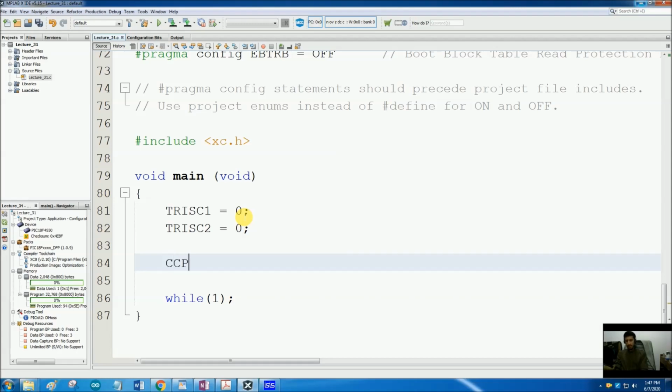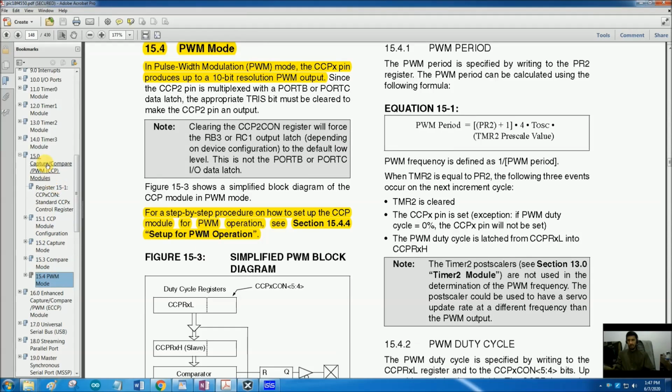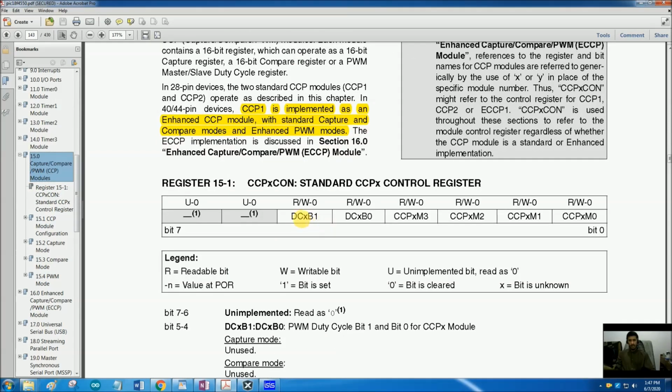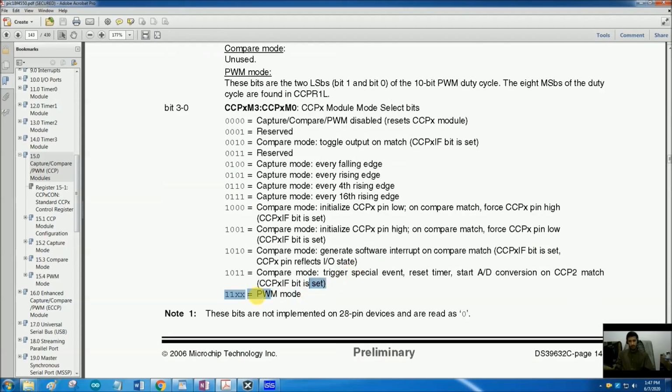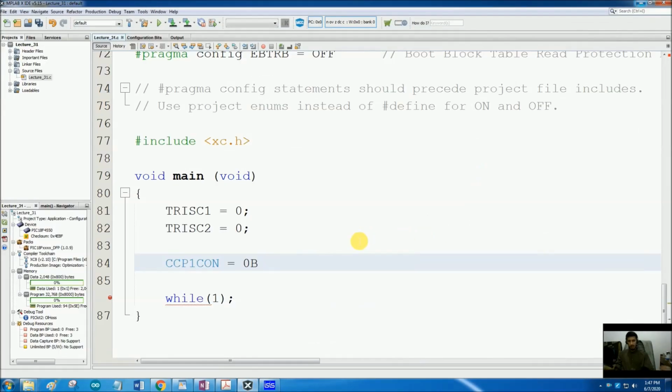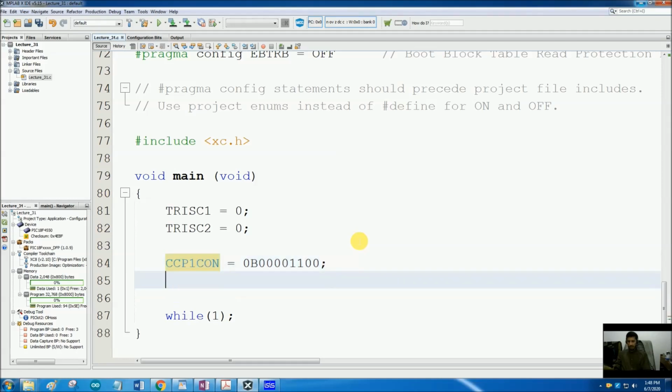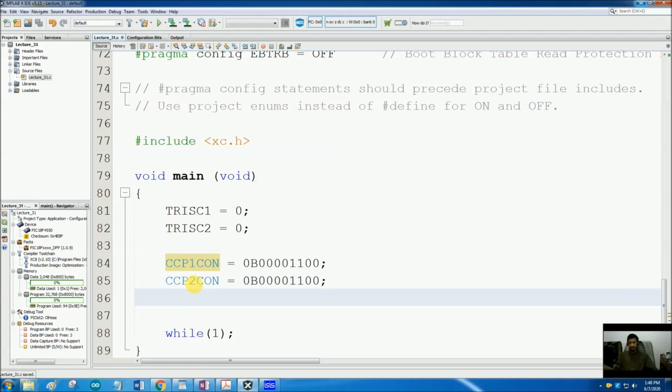Then the CCP1CON register should be configured in PWM mode. Let's go to the data sheet. Let's go to the CCPxCON register. Let's again put these values as 0, and using these 4 bits, let's select the PWM mode, that is 11XX. So I will write 00001100 in CCP1CON also, and as we are going to use CCP2CON in PWM mode, the same value will be loaded into CCP2CON. What else are we going to use?